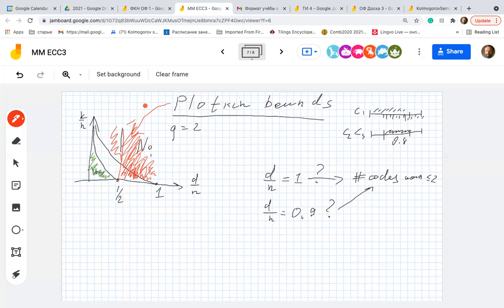Okay, now I will state the Plotkin bound more accurately. And before this, I will present some geometrical theorems which we need to prove the Plotkin bound. So this is a very interesting part of my course. We will see that some purely geometrical theorems imply very important consequences in coding theory. And the geometrical theorems I mean are of the following form.